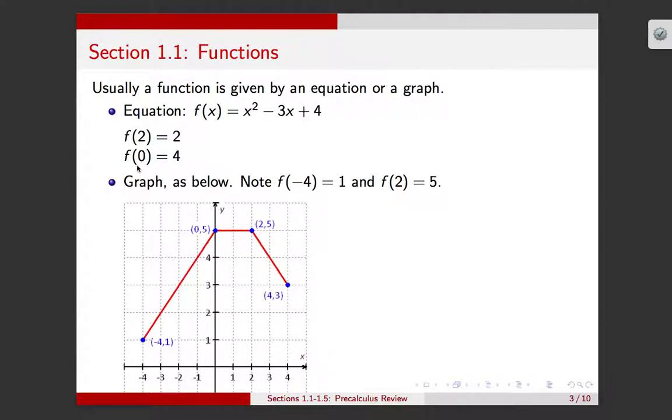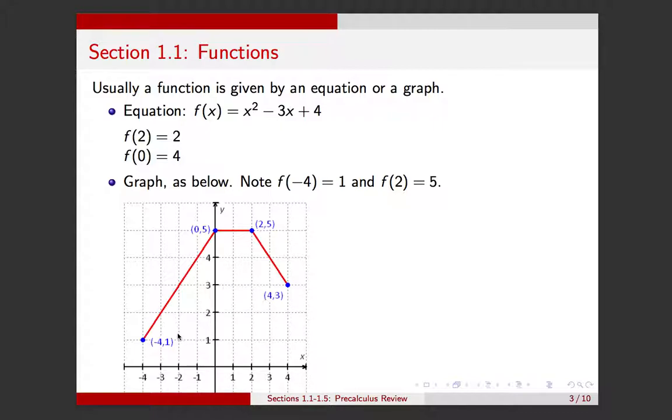If you input a 0 into the function, 0 squared minus 3 times 0 plus 4 is 4. Okay, so when you input a 2, the output is 2. When you input a 0, the output is 4, right? That's how a function works, input, output. You input a number, the function does whatever it is supposed to do. In this case, this function squares things, then subtracts 3 times that thing off, then adds 4. So you input something, the function does what it's supposed to do with that input, and you get an output.